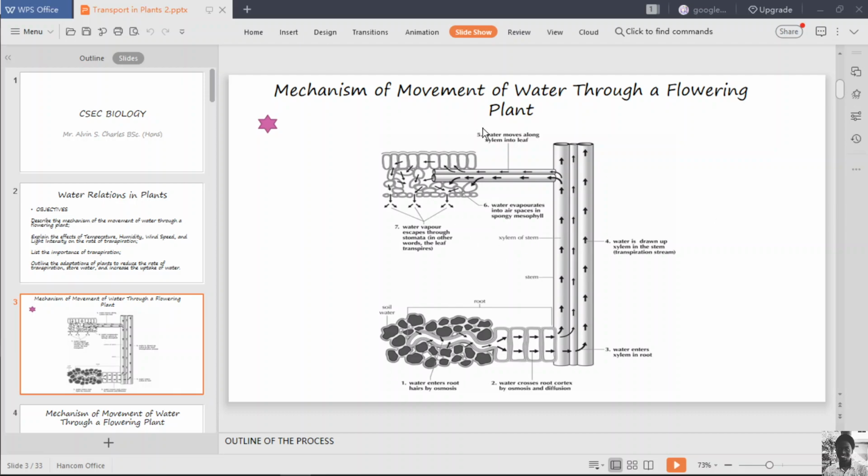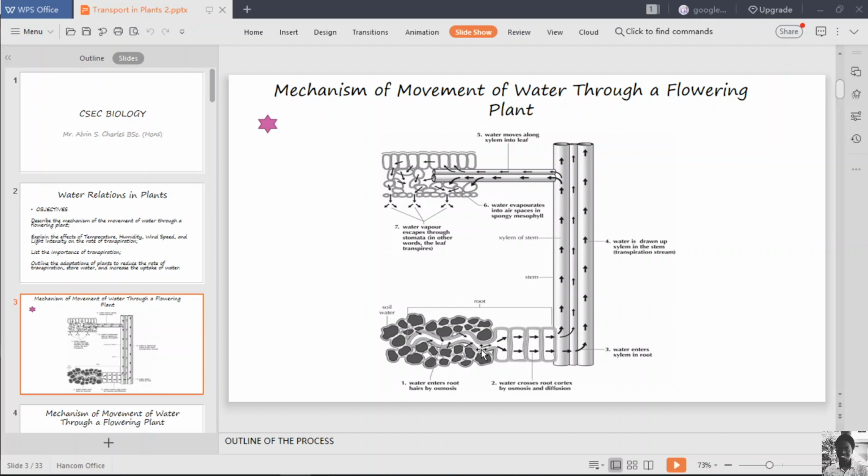So let us look at the mechanisms of movement of water through a flowering plant. Water enters the root hair cells by osmosis. It then travels across the root cortex by osmosis and diffusion. When the water moves past one root cortex cell to the next, through the two membranes of the cells, that's called osmosis. If the water molecules pass around the cells, it is called diffusion.